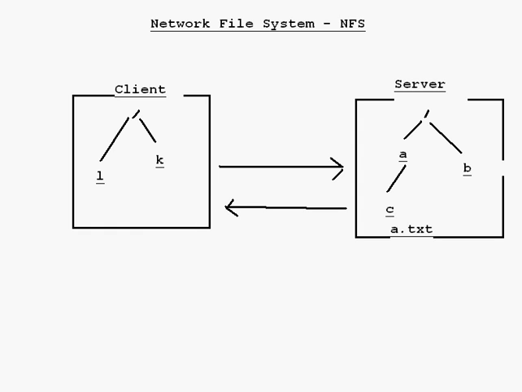So here on the client side there is a root, and then underneath root there is a K directory and there is an L directory. So let us say this K directory, for our discussion now, is going to automatically have the data that is available in the C directory on the right hand side. So the K directory on the left hand side will automatically have the data which is there in the C directory on the server side. So this is done using what is called NFS, network file system.